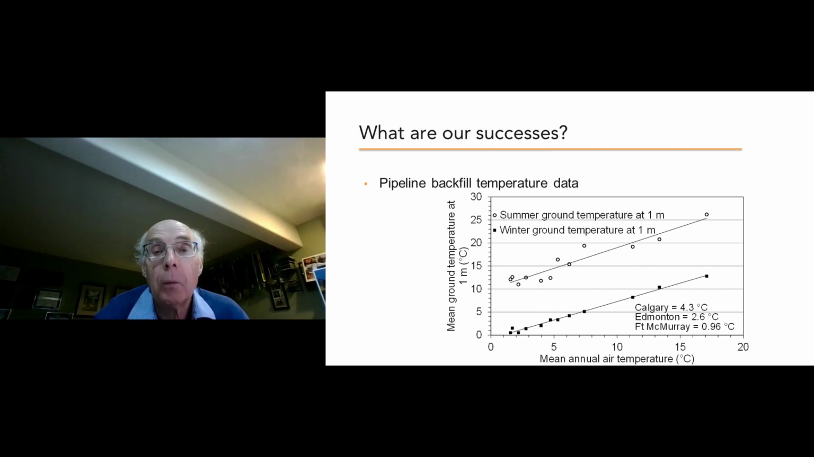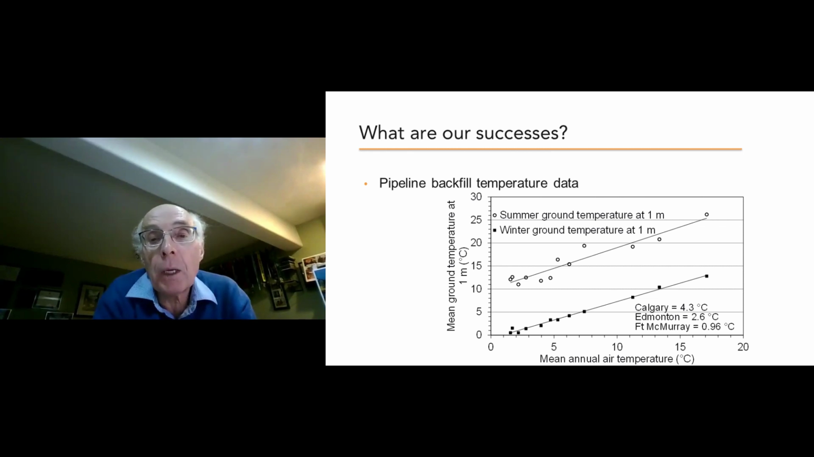That's the top line with the open circles, and wintertime at 1 meter depth, those are the square filled in boxes in the bottom line. So for example, if you have a pipeline and you are in the Calgary area and you are constructing it in the summertime, Calgary has a mean annual air temperature of about 4.3 degrees. You could follow that line up to the summertime and see that our soil temperature is going to be somewhere around plus 14 degrees at 1 meter depth.